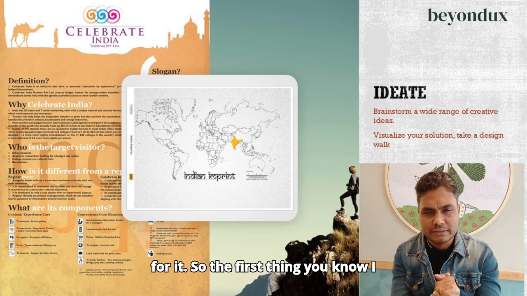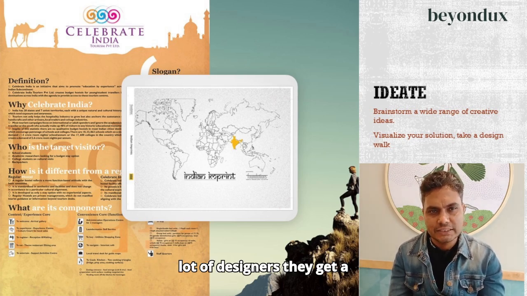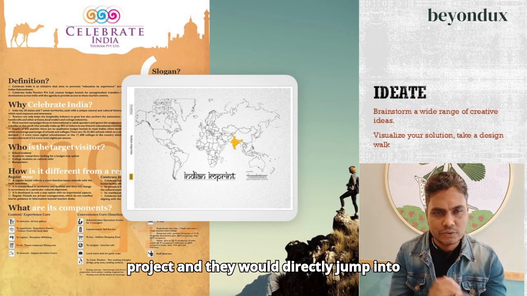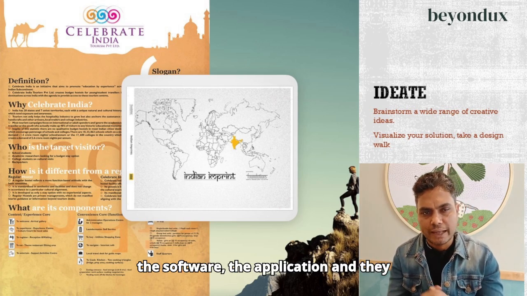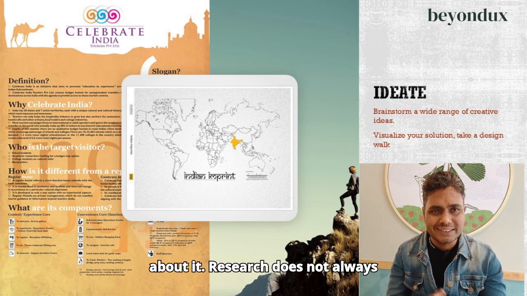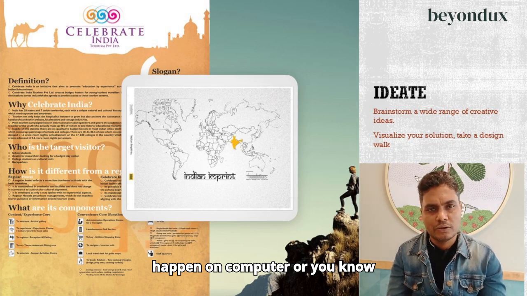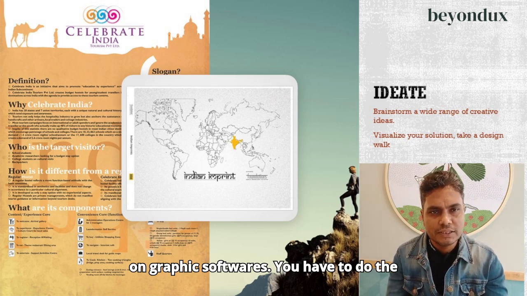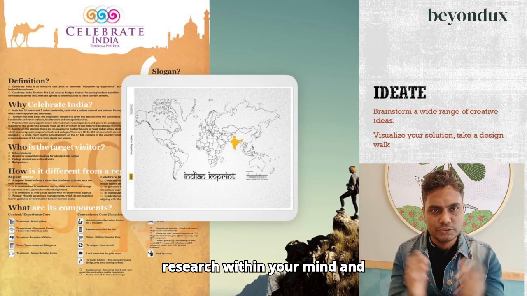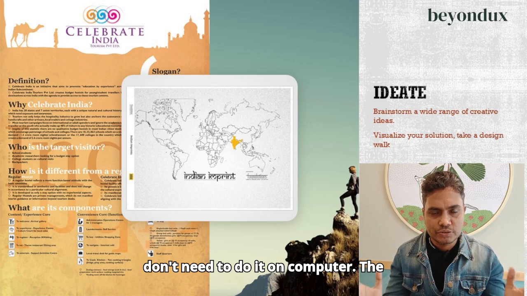So the first thing, I have to talk about it. I see that a lot of designers, they get a project and they would directly jump into the software, the application, and they'll start thinking and researching about it. Research does not always happen on the computer or on graphic software. You have to do the research within your mind. And when you're doing it in your mind, you don't need to do it on your computer.